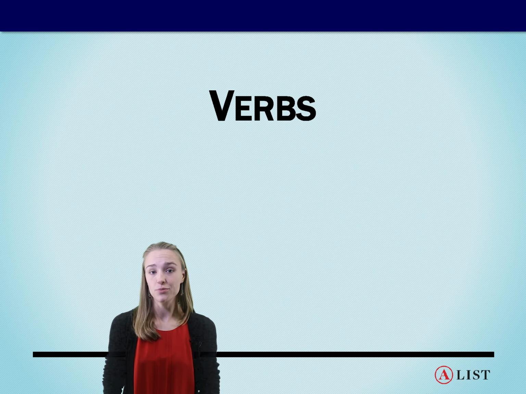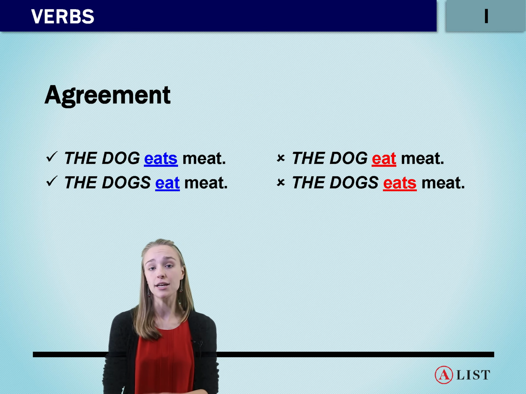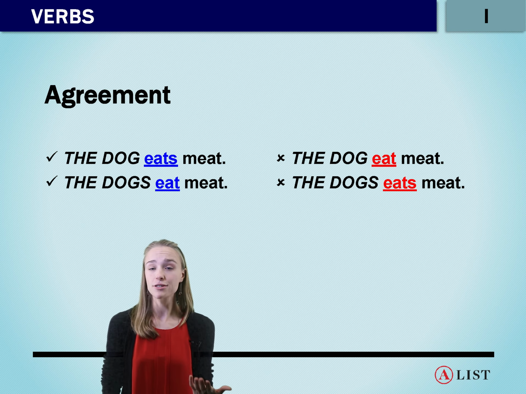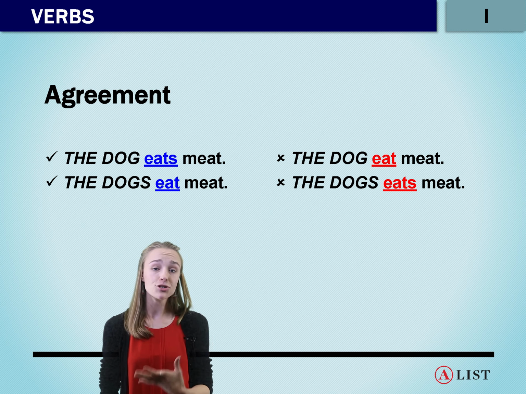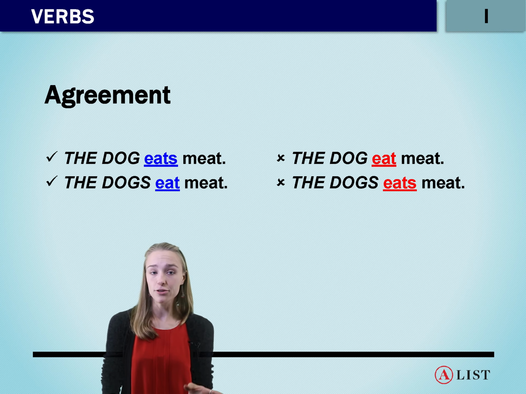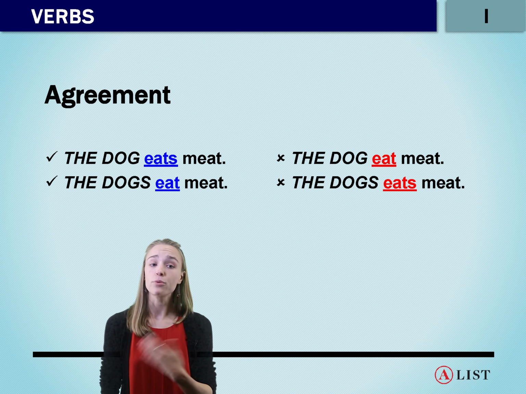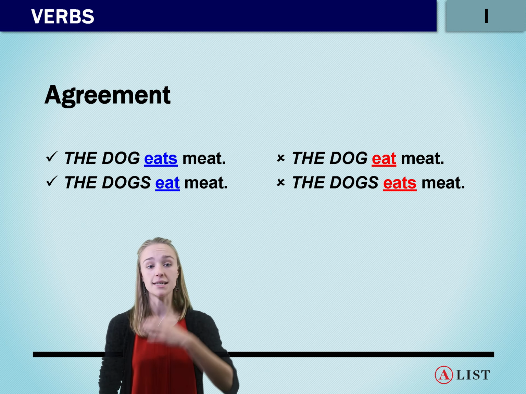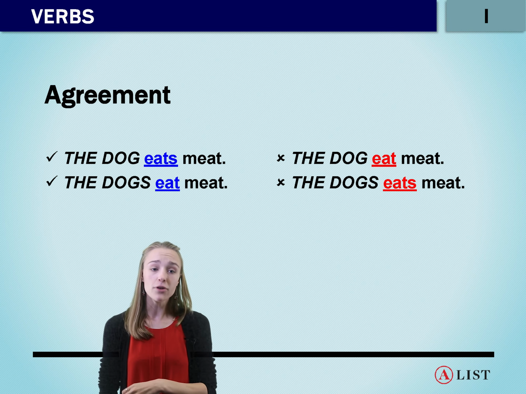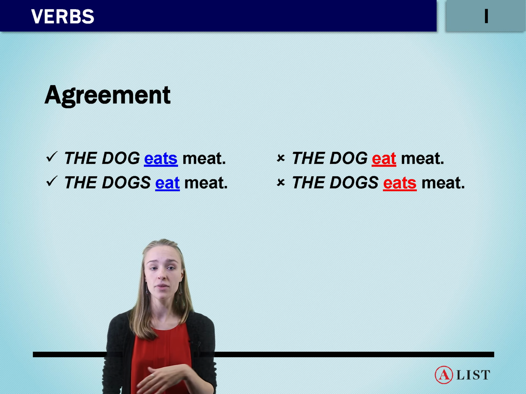The first thing we're going to do when we deal with a verb question is look for agreement. This means that your subject and your verb need to agree in number. So when we have a singular subject, we're going to have a verb that, counterintuitively, has an S on the end. One example would be the dog eats meat. So we have our singular subject, the dog, and we have an S on the end of our verb, eats. Now, if we were dealing with a plural subject, we would say the dogs, and our verb is not going to have an S on the end. The dogs eat meat, no S.